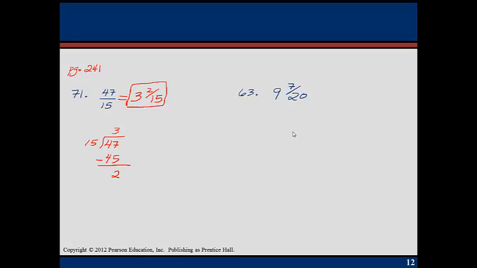For the instructions in 63, it says write each mixed number as an improper fraction. So of course you're going to take the whole number, which is 9, and we're going to multiply it by the denominator, which is 20, and we'll get 180. Now with that 180, you're going to add 7, which makes it 187. So the new numerator is 187 over the original denominator of 20. So 187 over 20.